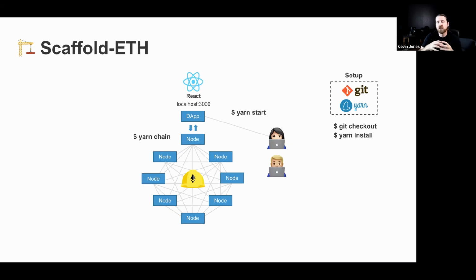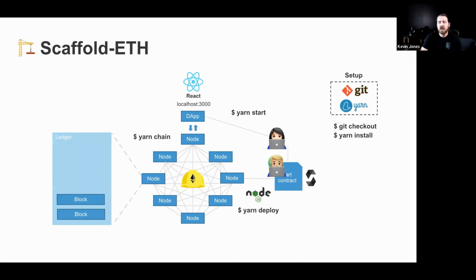Yarn start will spin up a copy of React running on localhost port 3000. And then yarn deploy will basically take the smart contract that comes with Scaffold-ETH. It comes with a basic smart contract, and it will deploy it to the network. It'll deploy it to this Hardhat chain.